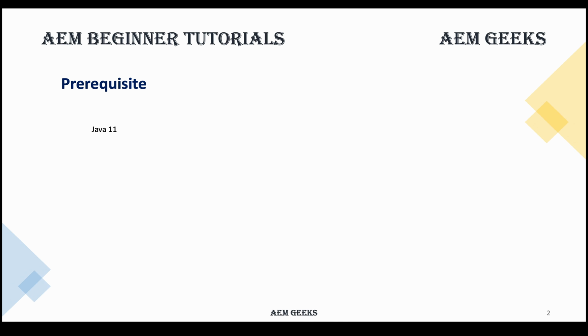There are two prerequisites to create and build the project. One is Java. You must have Java 11, and you must have Maven installed on your machine, version 3.8 or upper. Before we move on, you must have a question: what is Maven and why a Maven archetype?